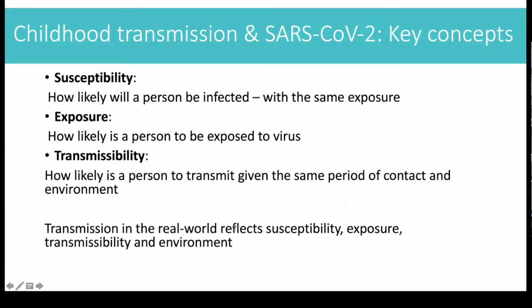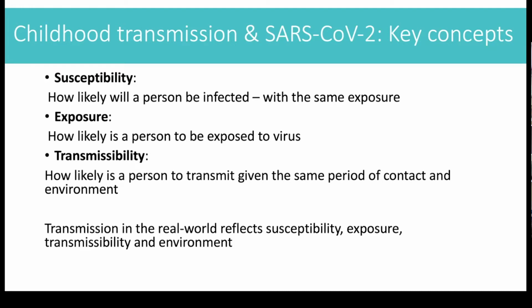So a few concepts when we talk about childhood transmission. There are three things that impact whether a person gets infected. One is susceptibility. What is your intrinsic, I guess, biological susceptibility to getting infected if you're exposed to infection? The second was exposure. How likely are you to get exposed? How many people do you come into contact with, and how likely are they to get exposed? And transmissibility. Once you get exposed, how likely are you to transmit to other people?